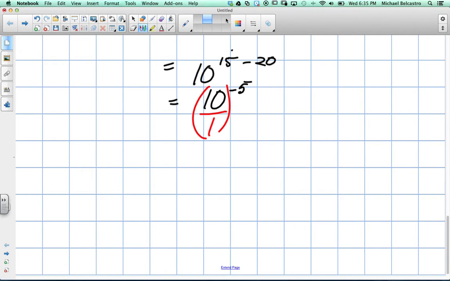So now let's make this positive. What do we do here? We reverse it. All right. What will it read? 1 over 10. 1 over 10 to the power of 5. That's it. And you're done.